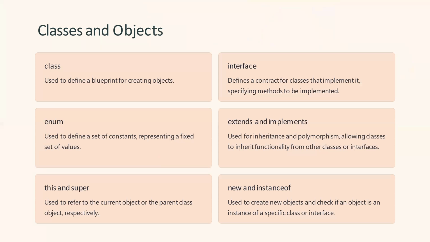A class is used to define the blueprint for creating objects. Suppose we want to create a real-time entity. For example, I will take animal.